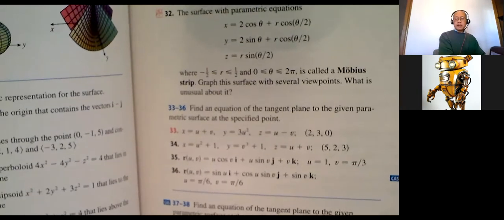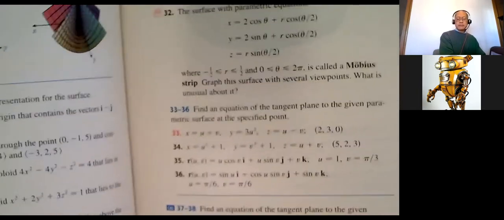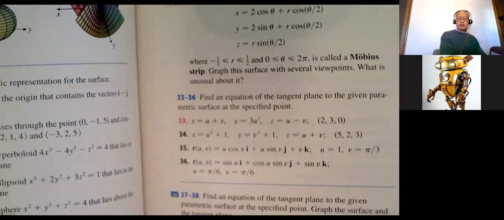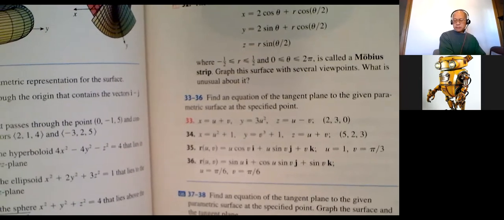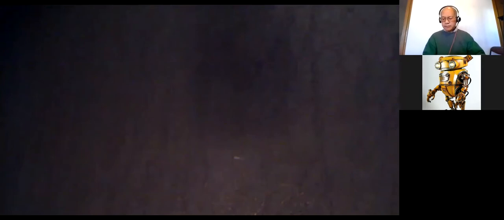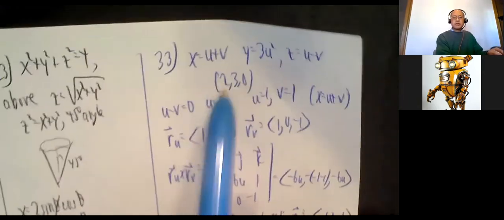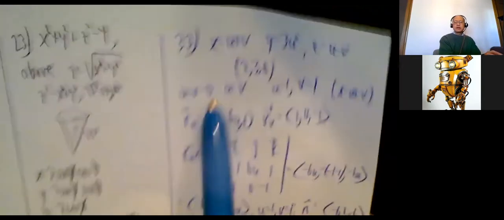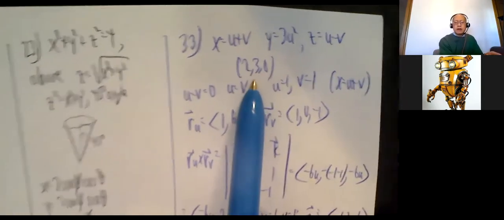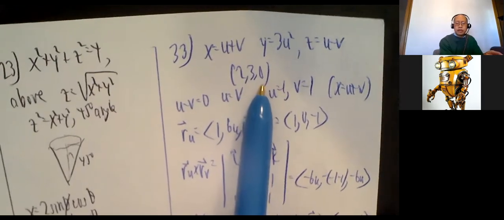Now, 33, find the equations of a tangent plane to the given parametric surface at the specified point. So x, y, and z are given, and the point is 2, 3, 0. So how do we do that? So x is u plus v, y is 3u squared, z is equal to u minus v. The point is 2, 3, 0. So first I have to find out what the u and the v are at 2, 3, 0. What are u and v?